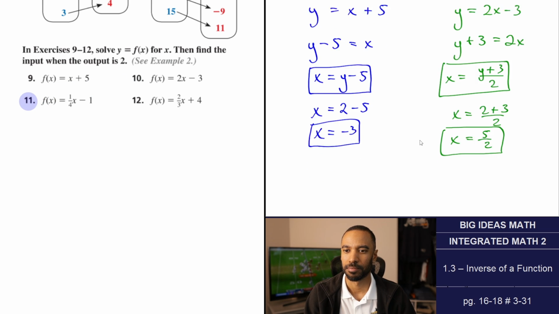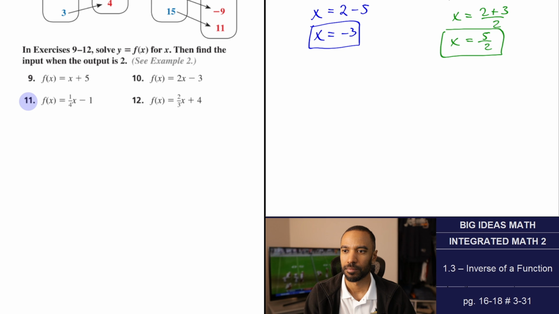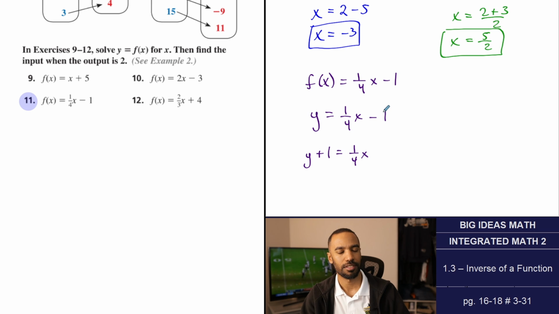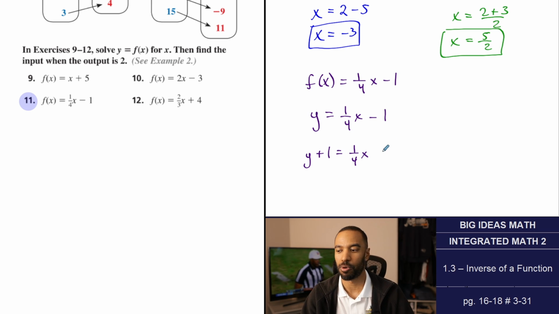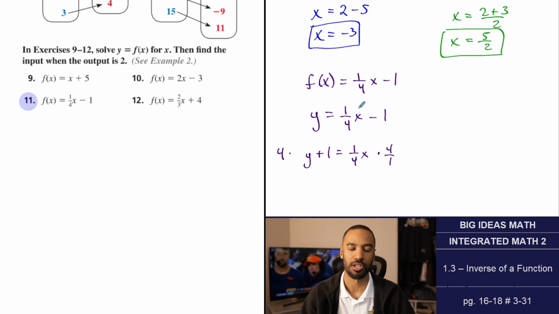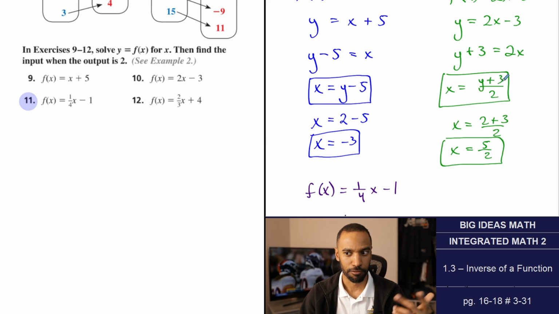Number 11. Trying to find a different color. f of x equals 1/4 x minus 1. Same biz as before. Don't be too freaked out by the fraction. It just means division. We're going to start by adding 1 to both sides. And 1/4 x means x is being divided by 4. I mean, you multiply by its reciprocal, which is 4 over 1, or just 4, depending on how you want to put it. Just make sure 4 multiplies with both terms, just like 2 divided from both terms here.